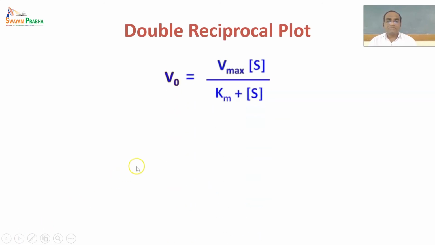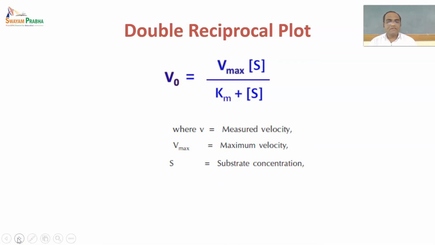So for a double reciprocal plot, we have taken certain values. V0 is the measured velocity. Vmax is the maximum velocity, and at this particular level, as we have seen earlier, the plateau region starts from here. That is the maximum velocity at which it has been reached, and after that there is a steady plateau. S is the substrate concentration, and Km is the Michaelis-Menten constant.